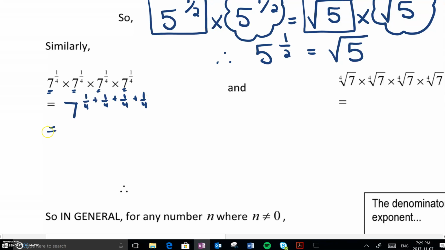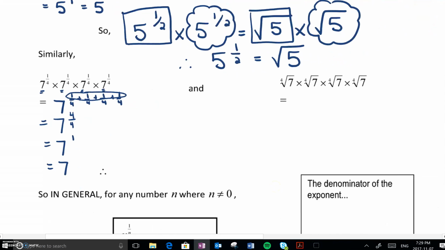So 7 to the power of 1 over 4 plus 1 over 4 plus 1 over 4 plus 1 over 4. If I add all the numerators, since the denominators are the same, this gives me 7 to the power of 4 over 4, which is 7 to the power of 1, which is then equal to 7. And if we do the fourth root of 7 times the fourth root of 7, so we're doing that 4 times, it basically tells us that it's the fourth root of 7 to the power of 4. And we know that when you have a root and an exponent that match, the root and the exponent cancel out. So we get an answer of 7 here.